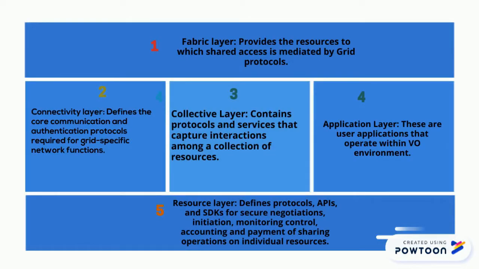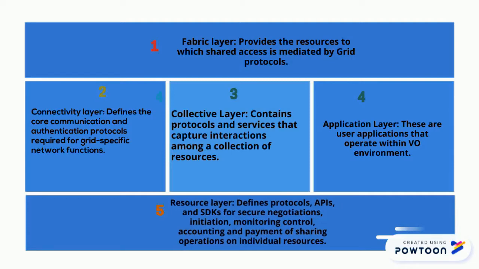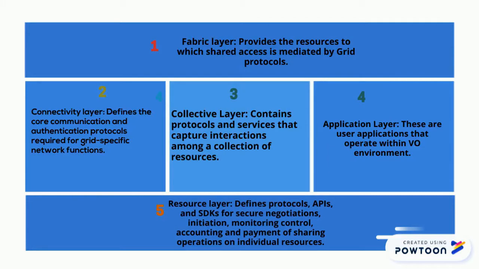For the grid architecture, there are five layers. The first layer is the fabric, which provides the resources to which shared access is mediated by grid protocols. The second layer is the connectivity layer, which defines the core communication and authentication protocols required for grid-specific network functions. The third layer is the resource layer, which defines protocols, APIs, and SDKs for secure negotiation, initiation, monitoring, control, accounting, and payment of sharing operations on individual resources.